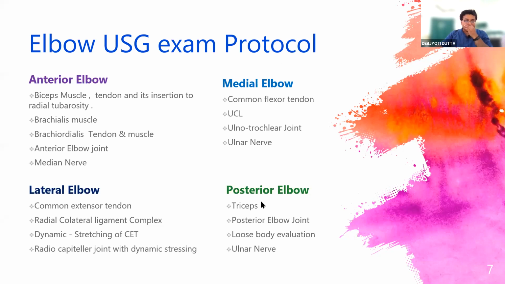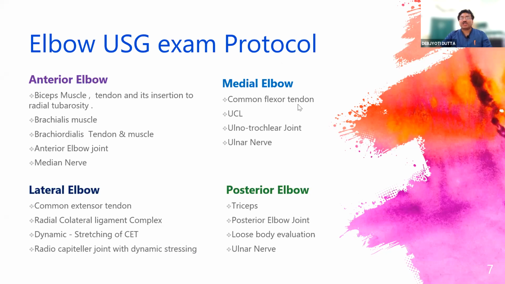Okay, so next we need to go for the dynamic stretching of the common extensor tendon. That is very much important. Radiocapitellar joint with the dynamic stretching. These parts are a little bit advanced, so we'll not be taking too much time for this, as it is a basic course. So we'll be checking mostly the first two structures. Here we'll be seeing the biceps, brachialis, and anterior elbow joint. These three are very much important.